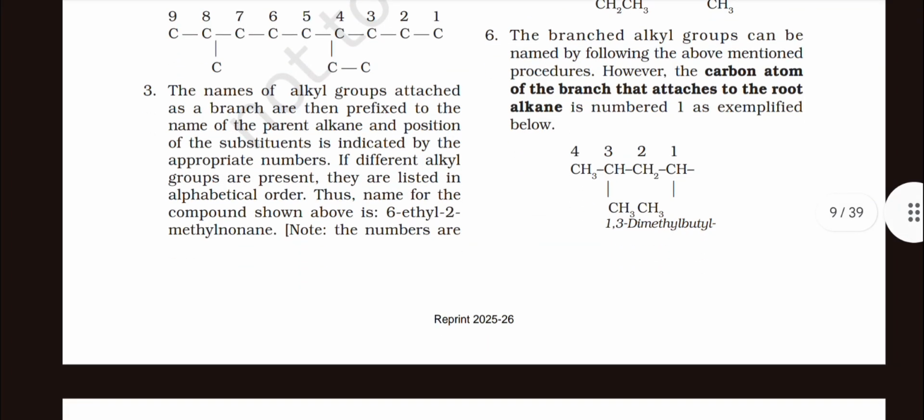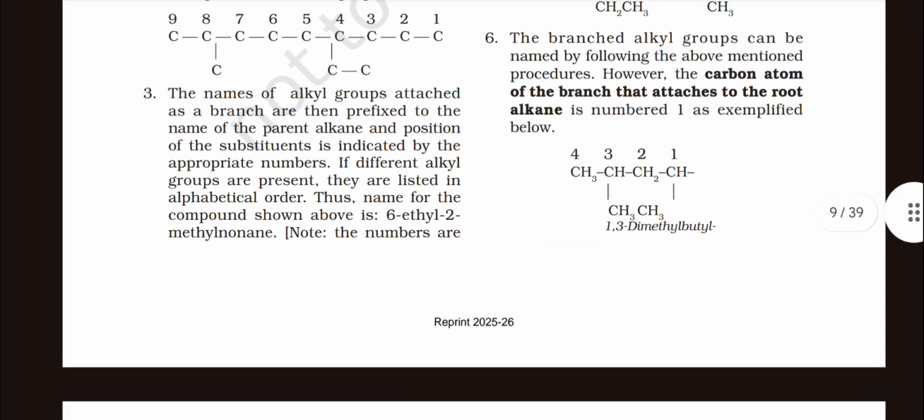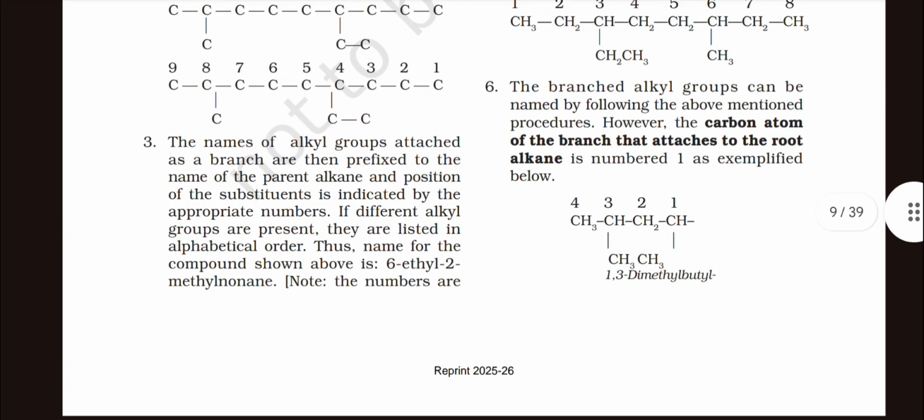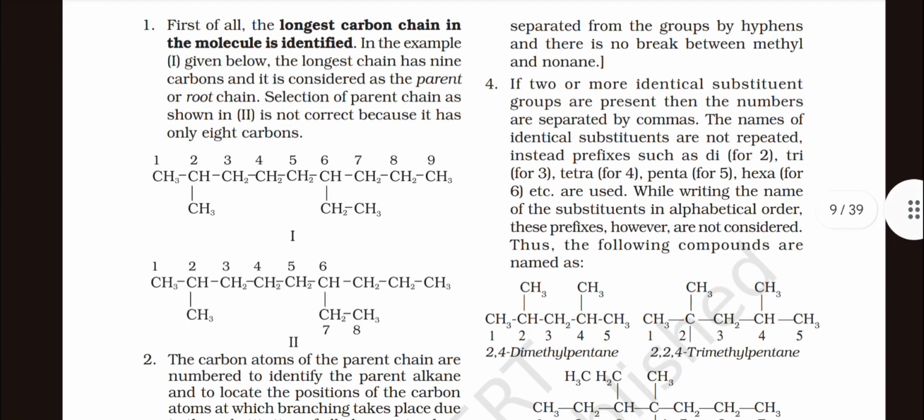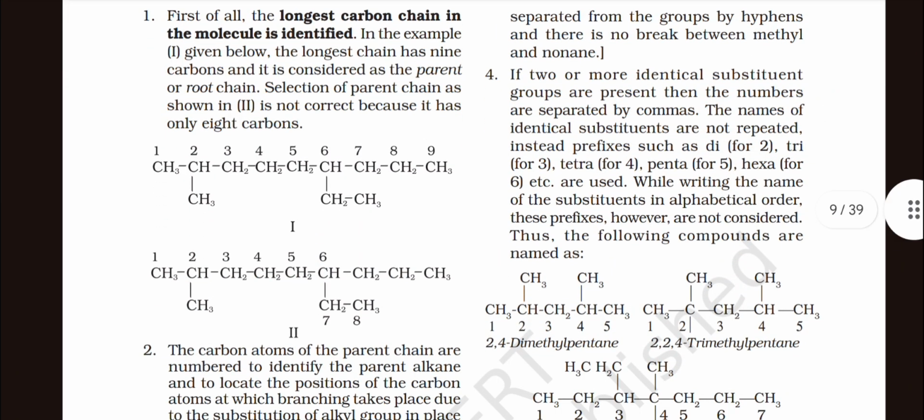The names of the alkyl groups attached as branches are then prefixed to the name of the parent alkane, and the position of the substituent is indicated by an appropriate number. If different alkyl groups are present, they are listed in alphabetic order. Thus, the name for the compound shown above is 6-ethyl 2-methylnonane. The numbers are separated from the group by hyphens and there is no break between methyl and nonane.